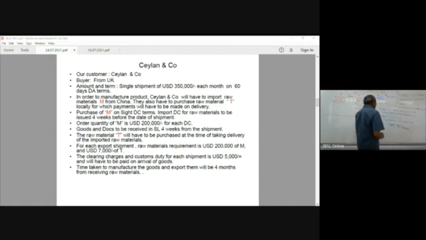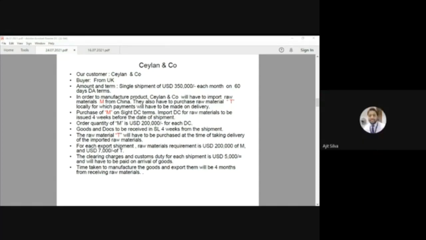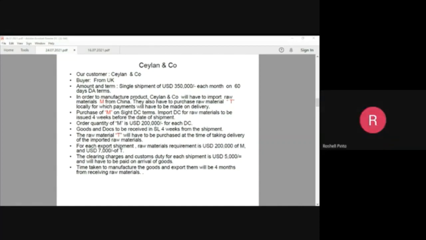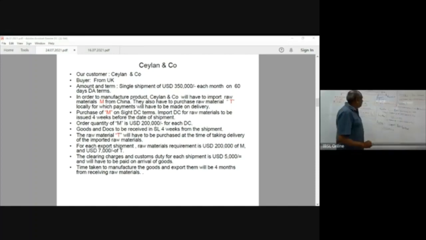Export bill purchase facility. That is US dollars 350,000 into 2. 2 months? 4 times.